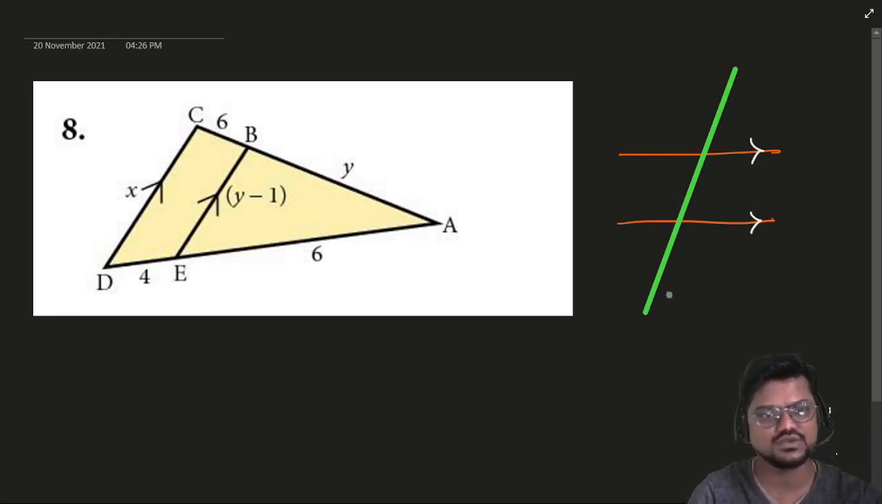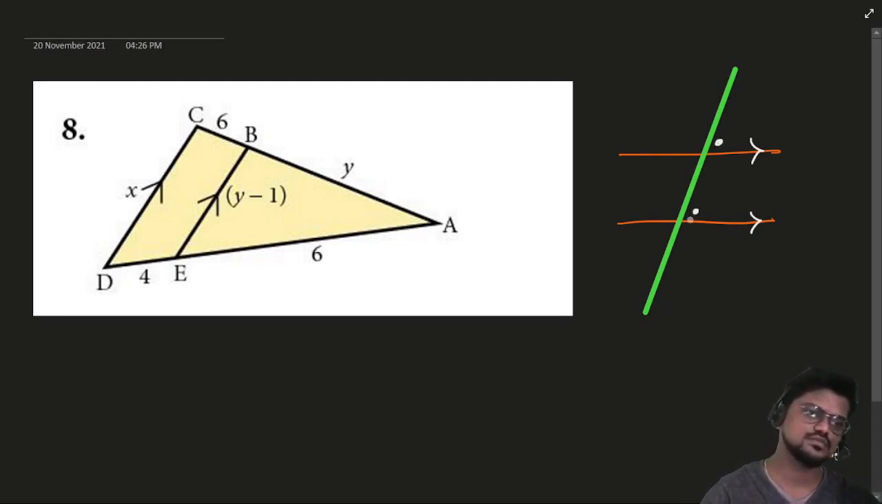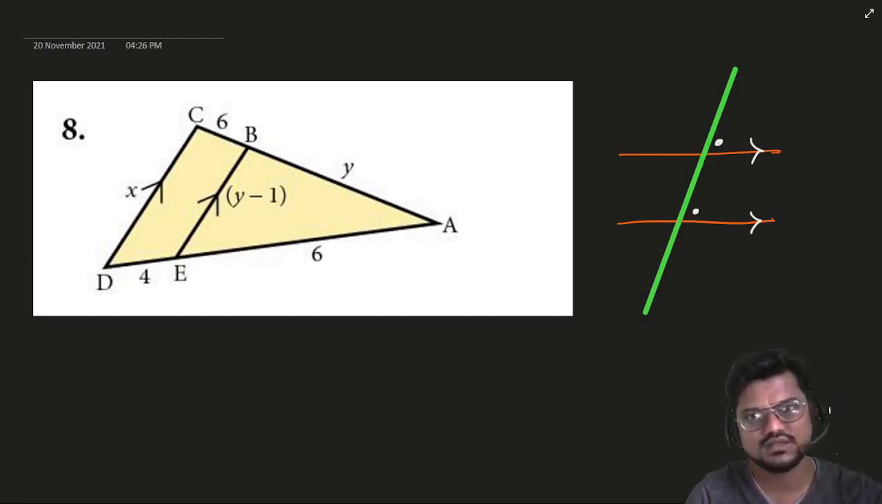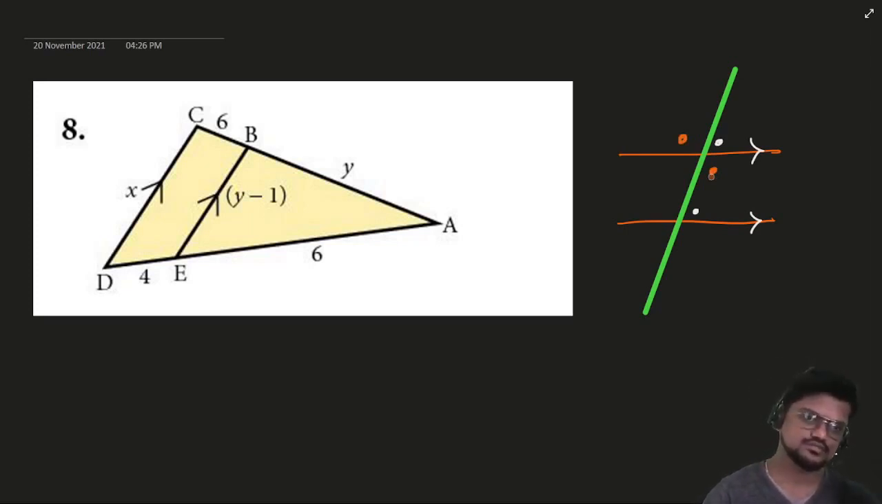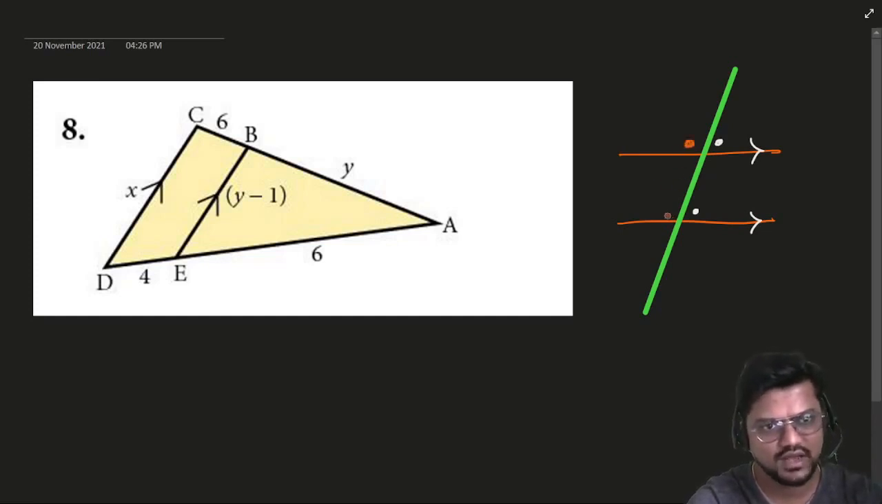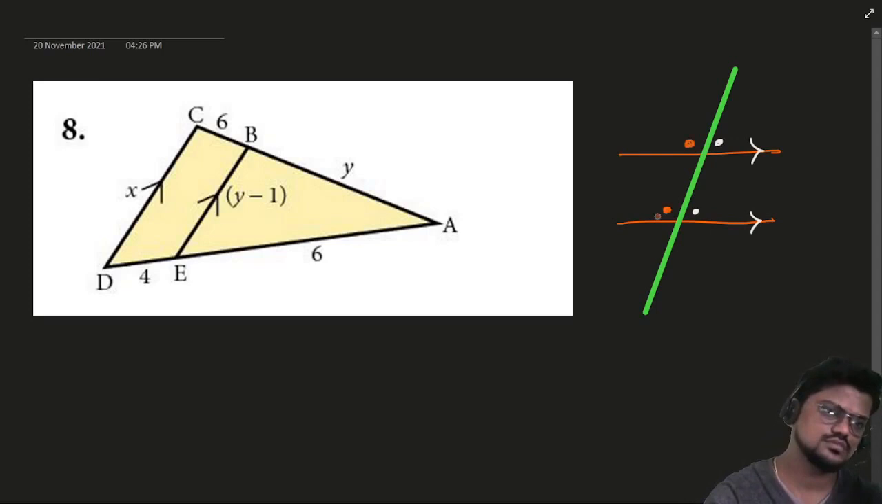If I draw any transverse to this, what will be the relation between this angle and this angle? Corresponding angles, they are equal and they will be said as corresponding angles are equal. Also, what will be the relation of this angle and this angle? Vertically opposite angles, and they will be equal. What will be the relation of this angle and this angle? Corresponding angles again, and they both will be equal.